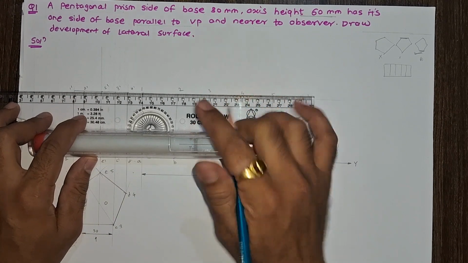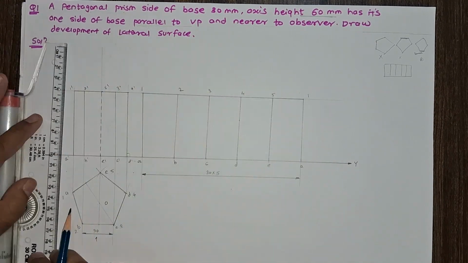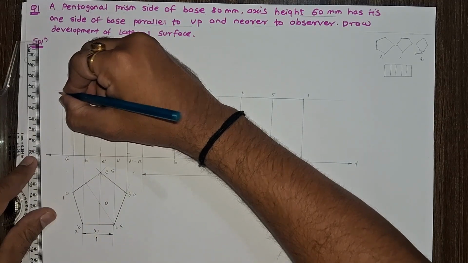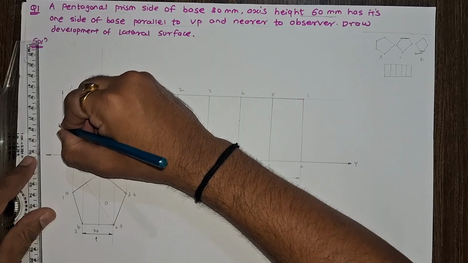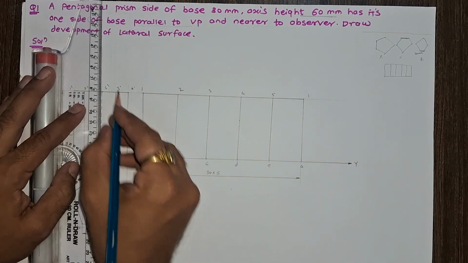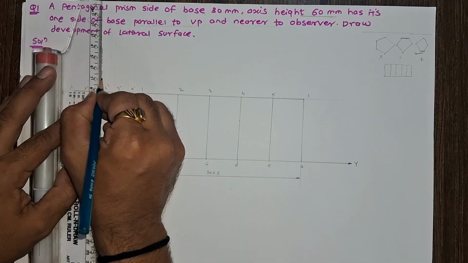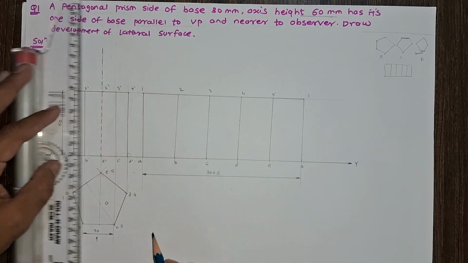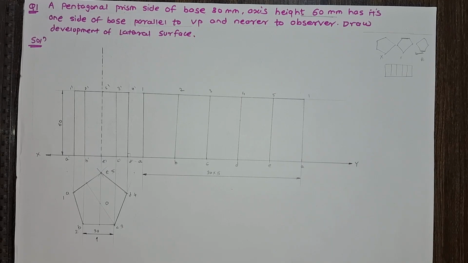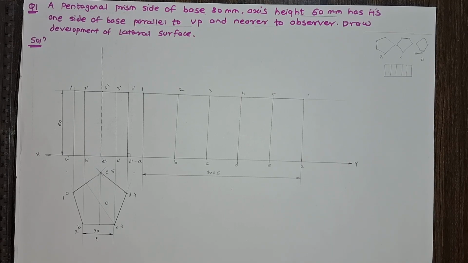Axis height is 60 mm. And above this front view, show the center line. You can see the complete solution of this problem. So friends, for this problem, practice is very important. So try drawing this problem yourself.